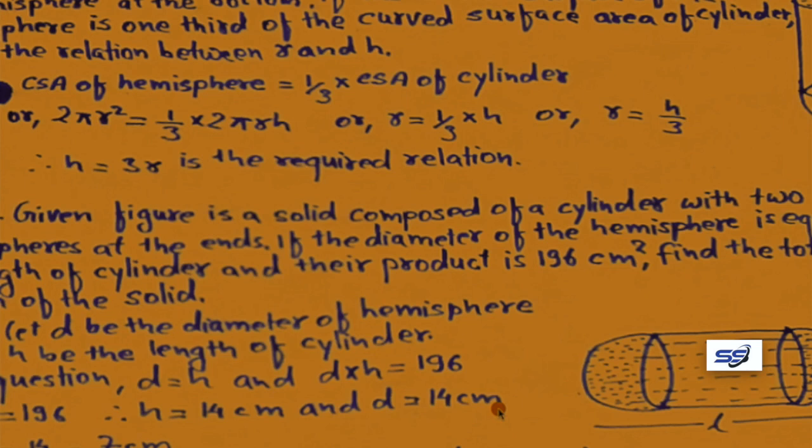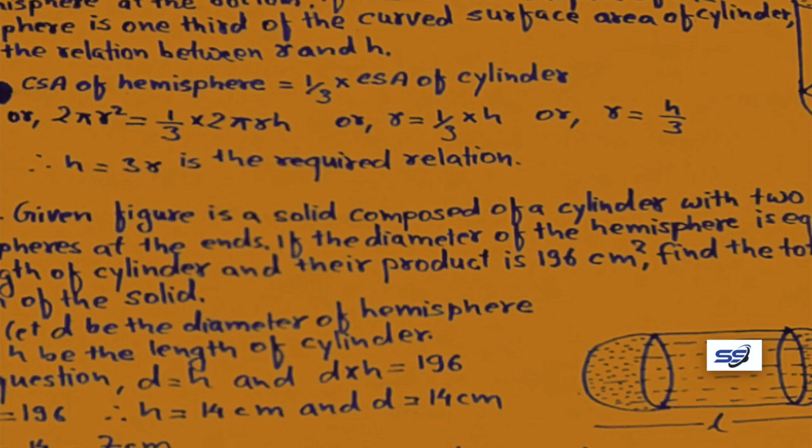Given in our question is that d equals h, so once we get the value of h, d will be the same. h equals 14 centimeter and d also equals 14 centimeter, as given in our question, d equals h. r equals d upon 2. We know that radius equals diameter upon 2. r equals d upon 2 equals 14 upon 2, which is equal to 7 centimeter.